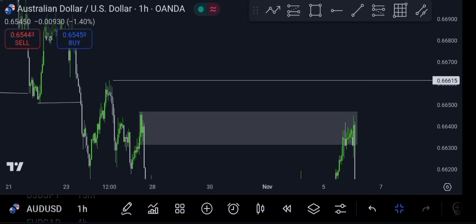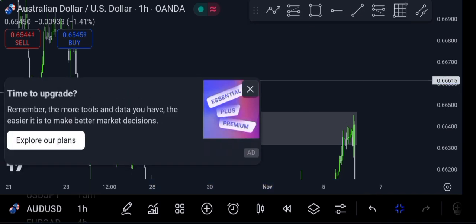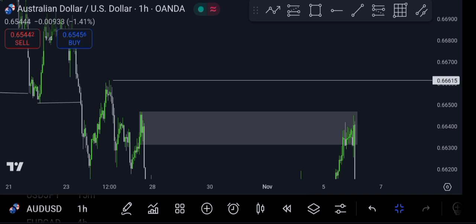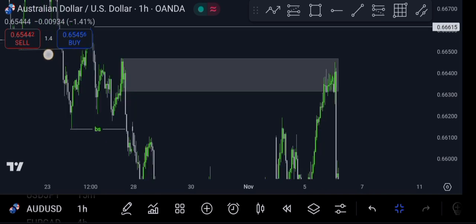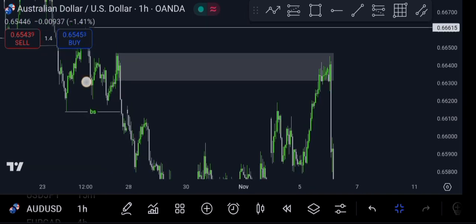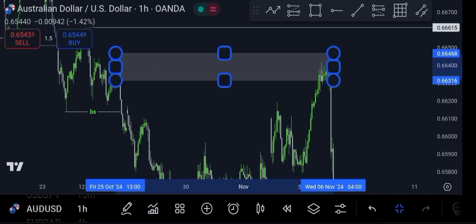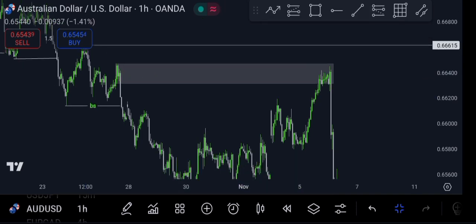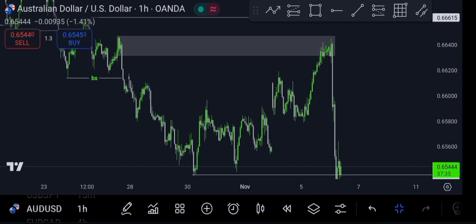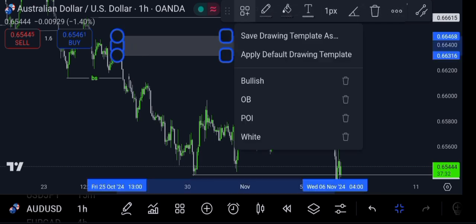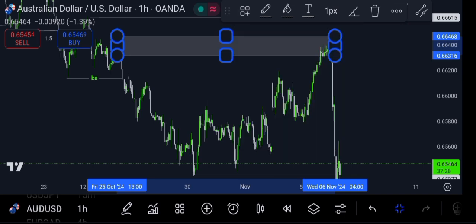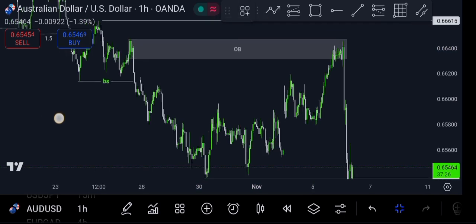It was already mitigated and there was no imbalance below this order block also, guys. So the only order block left was this one here. As you can see, this order block was not mitigated, guys. I deleted all those order blocks and left this one because this was the only unmitigated order block that we have here. So I marked this as my OB, guys.